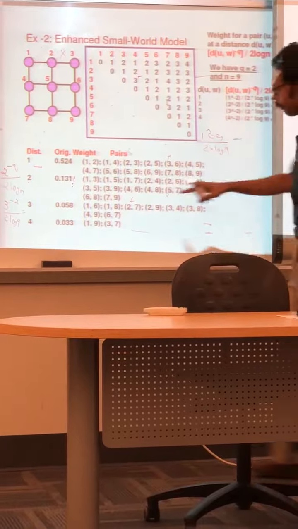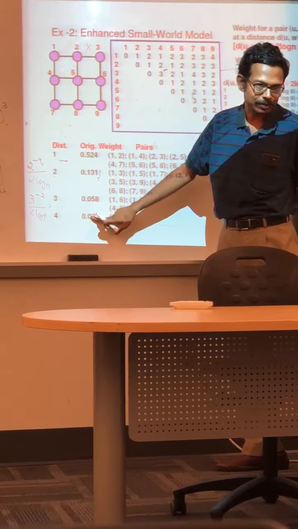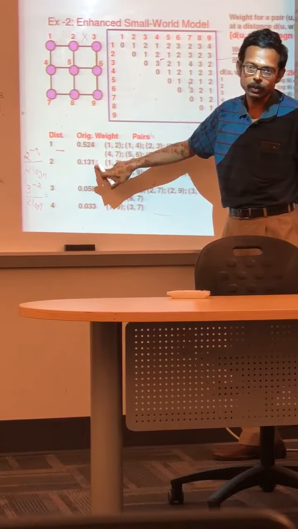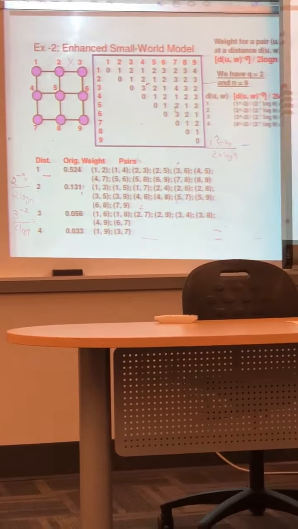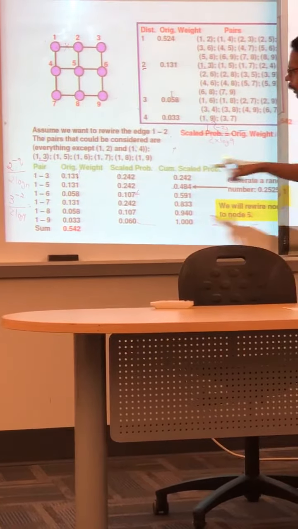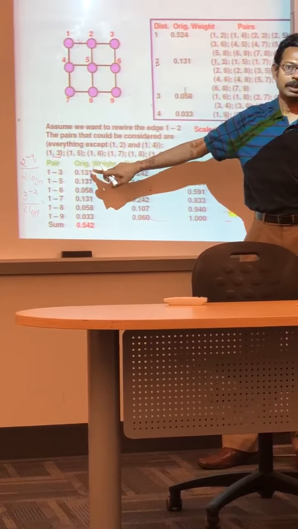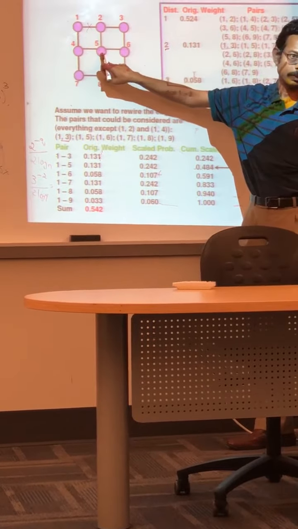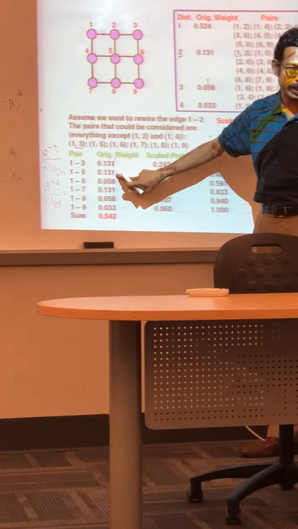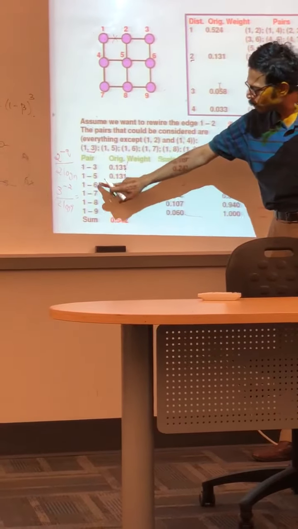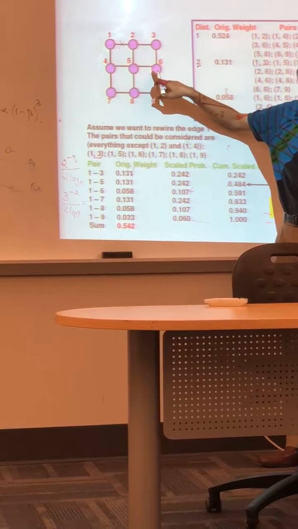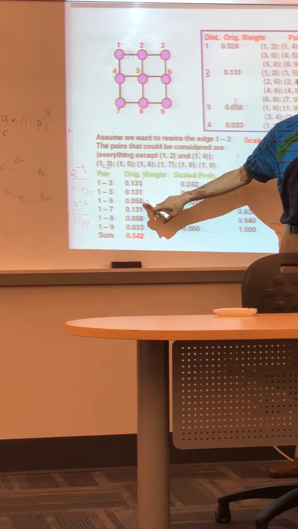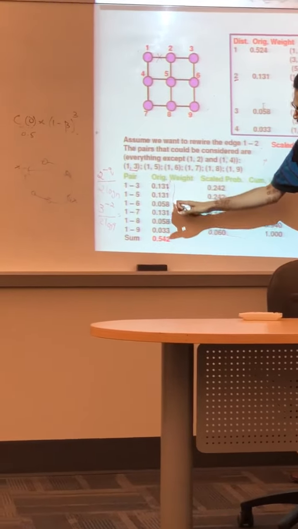For each distance we computed the weights, isn't it? So for distance 2, the weight is 0.131. So the pair 1, 3 gets that weight 0.131. Is that clear? Then 1, 5, the distance is also 2. So the pair 1, 5 also gets the weight 0.131. Then 1, 6, the distance is 3. So they get the weight corresponding to distance 3 and so on. So these are our distances.